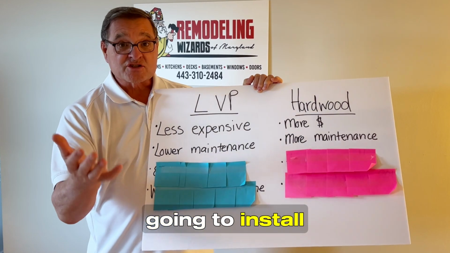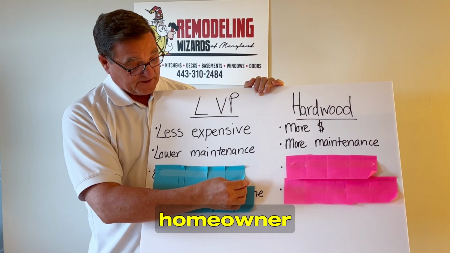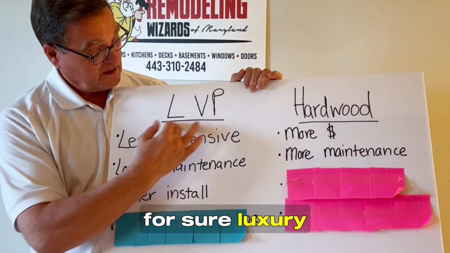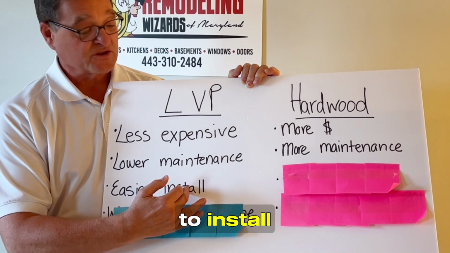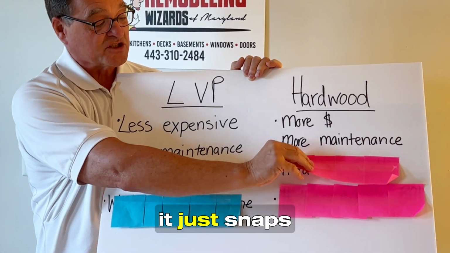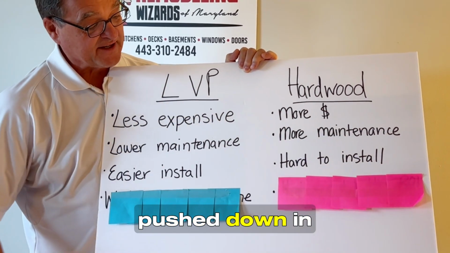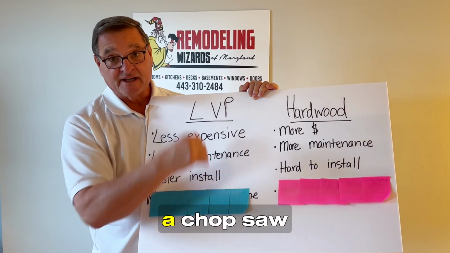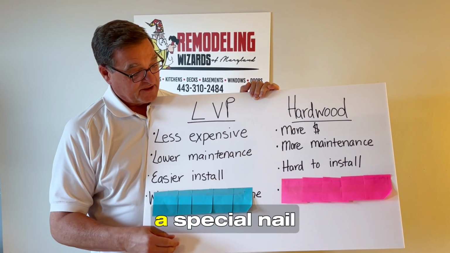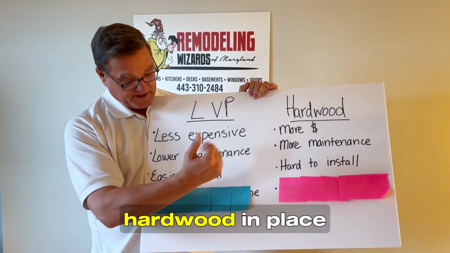If you were going to install either one of these floors as a homeowner, for sure, luxury vinyl is easier to install. You don't need nails. It just snaps together and gets pushed down in place. Hardwood, you'll need a chop saw and you'll need a special nail gun to put the hardwood in place.